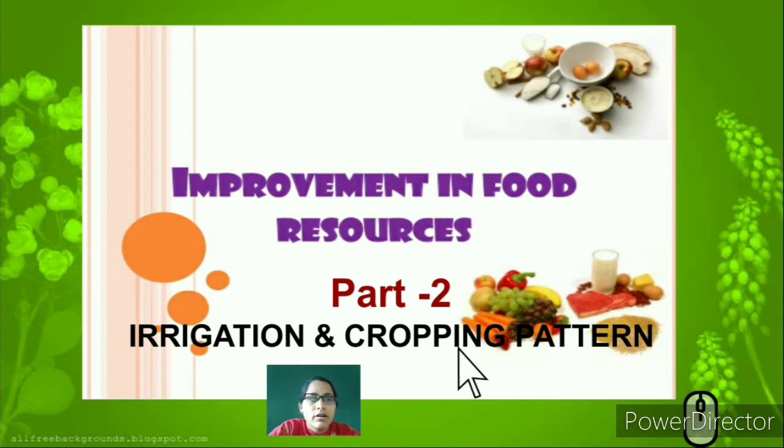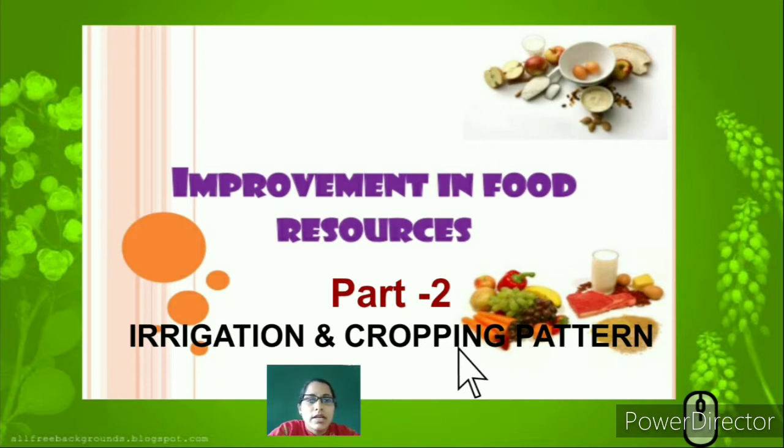Previously we have seen what is crop and how we have to grow the crop and in what all seasons we are going to grow the crop, that is Kharif, Rabi, etc. So in this video we will continue with the topic, that is improvement in food resources. In that we will learn about irrigation and cropping pattern.